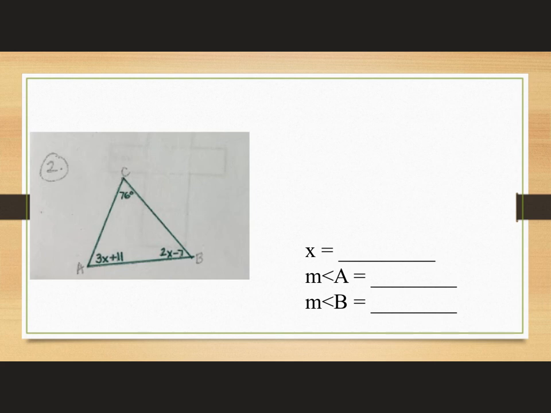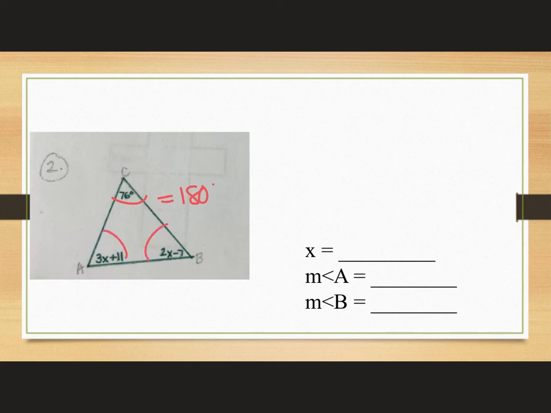All right, this one is going to be very similar. We are first finding the value of x, and then after that, we're going to find the measure of angle A, and then the measure of angle B. If we look, we've got a triangle here. We know that the angles inside of a triangle equal 180 degrees. All of the angles should equal 180, so this one plus this one plus this one should give me 180.